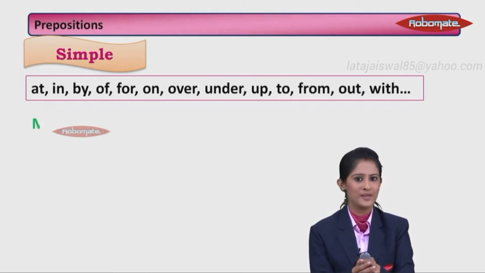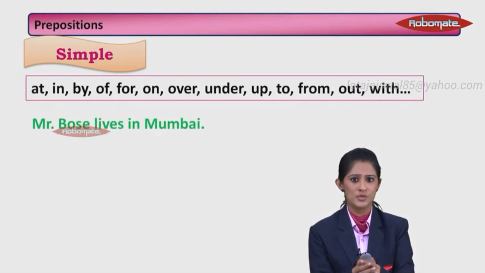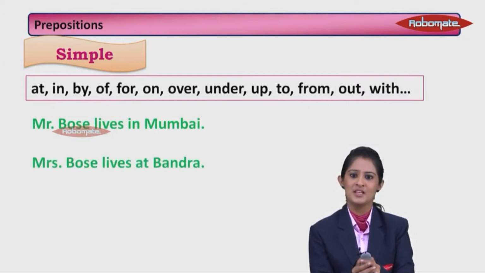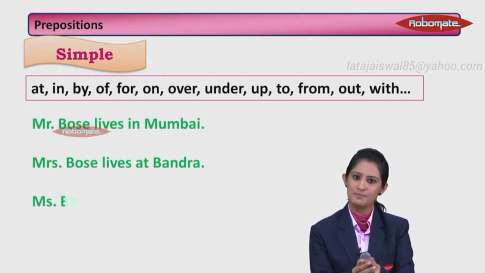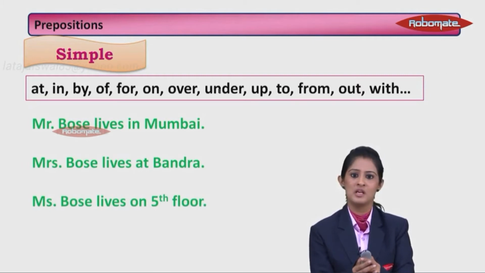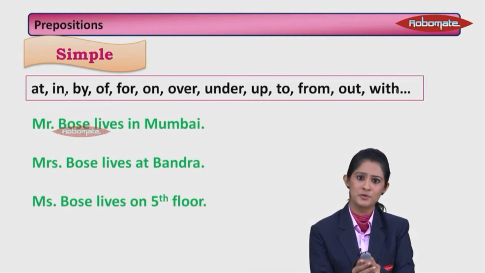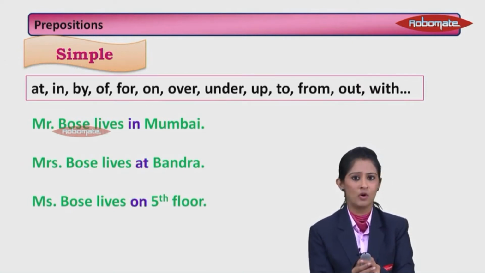Let's see few examples. Mr. Bose lives in Mumbai. Mrs. Bose lives at Bandra. Miss Bose lives on 5th floor. We understand that all three sentences are talking about the family Bose living somewhere. But let's take a look at the prepositions. The word in, the word at, and the word on. We have three different prepositions in these three different sentences.